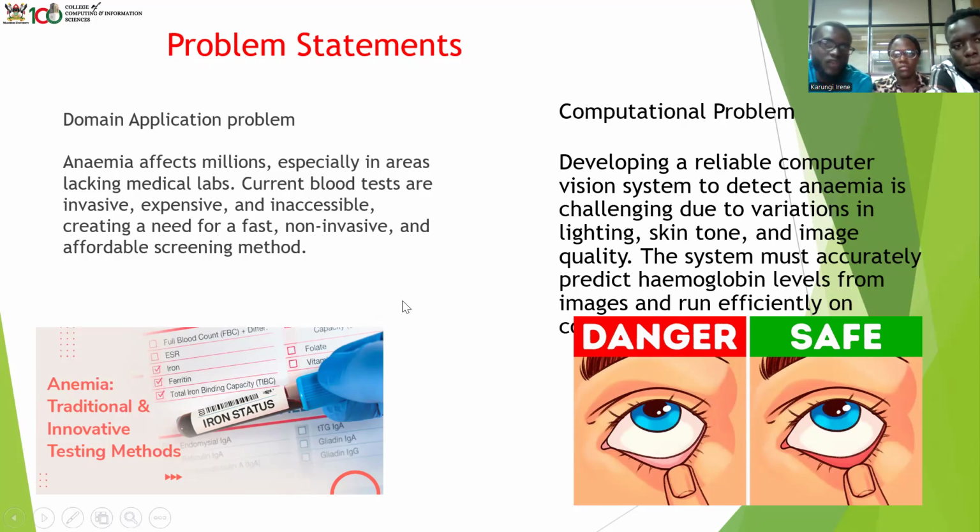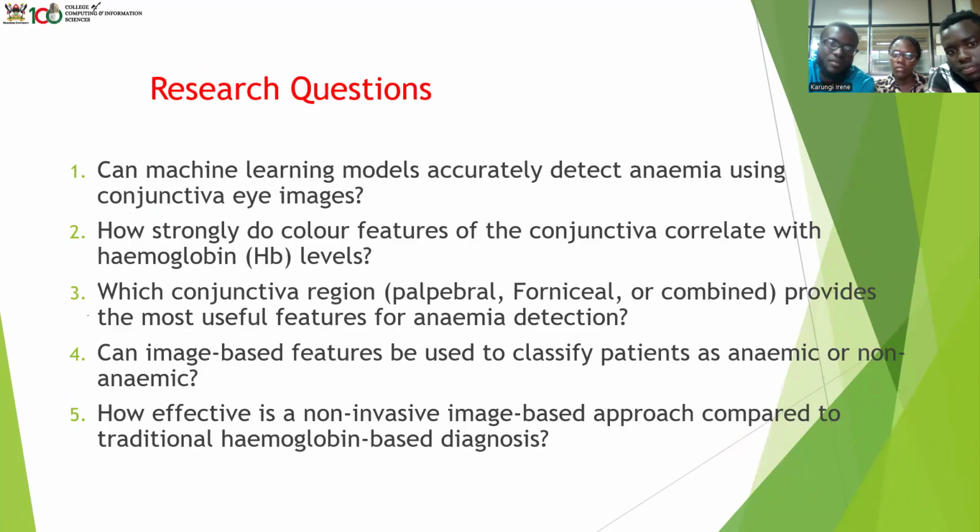Yeah. So now for the computational problem statement, now this is where our developing part comes in. We want to develop a reliable computer system to detect anemia rather than injecting and drawing blood samples. As you can see from the image here, you can use the status of the conjunctiva. As you can see, if it is red, you're safe. If it is pale, it means you lack blood.